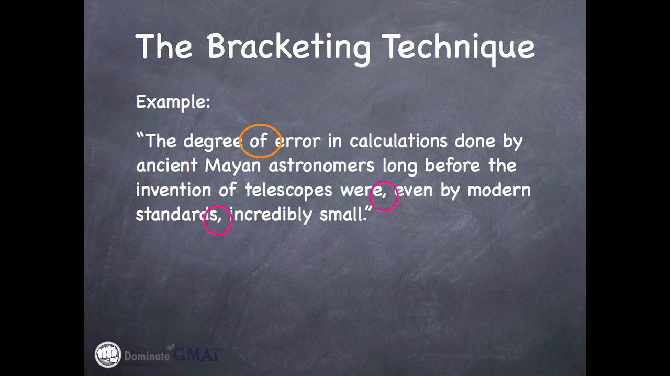Where did we notice either prepositional phrases or clauses offset by commas? Well, we see the word of, the degree of, there's this prepositional phrase: of error in calculations done by ancient Mayan astronomers long before the invention of telescopes. That's actually the whole prepositional phrase, so we pick up on that. And then we also see a clause offset by commas, right? In between those two commas are the words even by modern standards.